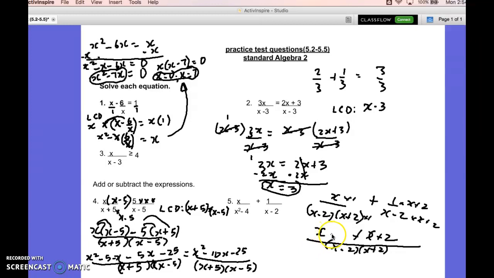Over here, just x. So we have x plus x is going to be a 2x, plus 2, over the LCD, which is x minus 2 times x plus 2. All right. So that will be it. 2x plus 2 over x minus 2 times x plus 2.